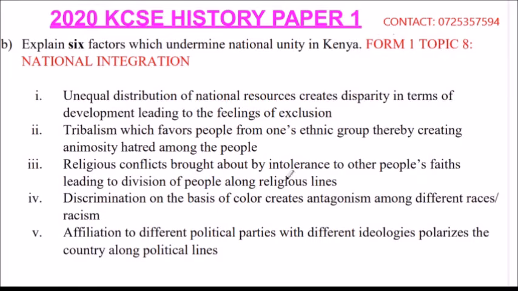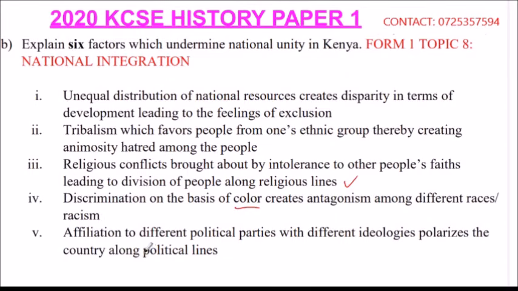Religious conflict, brought about by intolerance of other people's faith, leading to division of people along religious lines. So people share different religious beliefs, and this can also undermine national unity. Discrimination on the basis of color creates antagonism among different races, racism. So that's also another factor. When people discriminate against others on the basis of color, that also undermines national unity.